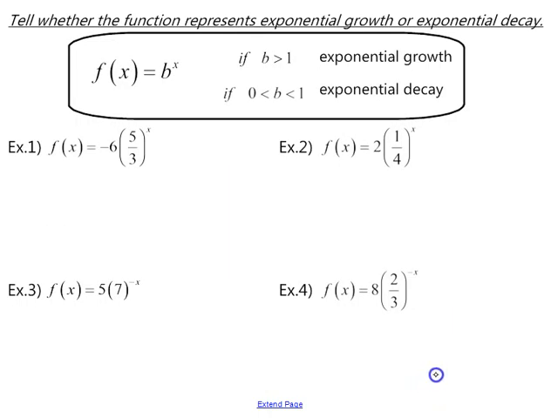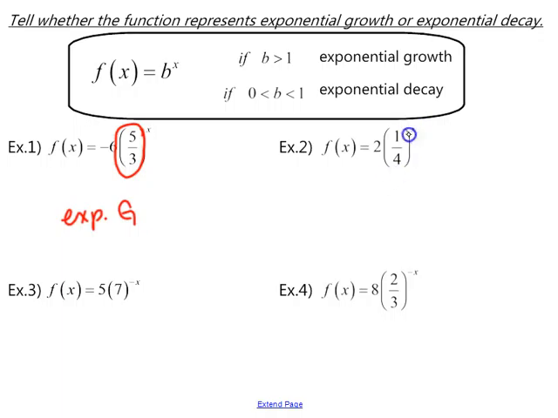Here we want to tell whether each function represents exponential growth or decay. So remember, we have f of x equals b to the x, and if b is greater than 1, that represents exponential growth. If b is greater than 0 but less than 1, that represents exponential decay. So let's go ahead and work out these examples here. You find the exponent, and then the exponent is on our 5/3. 5/3 is greater than 1, so we have exponential growth.